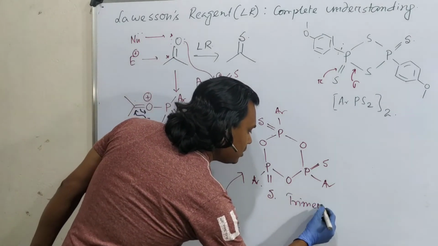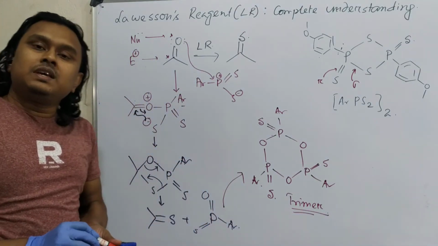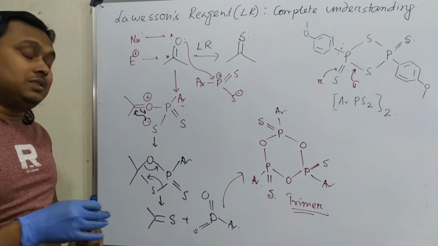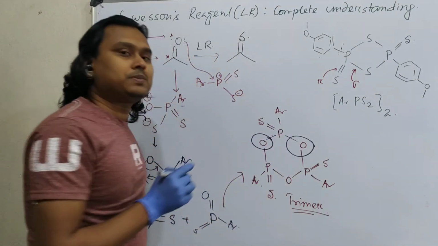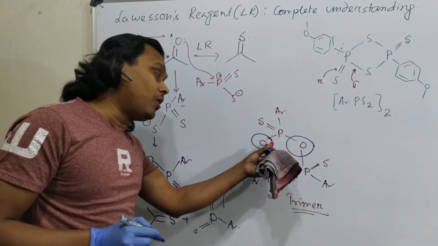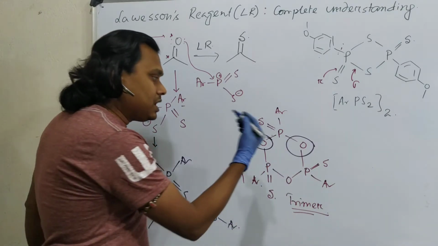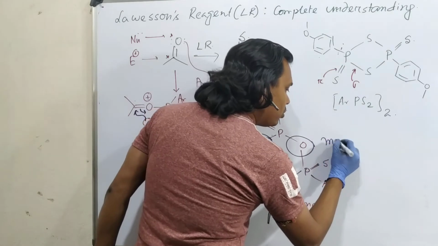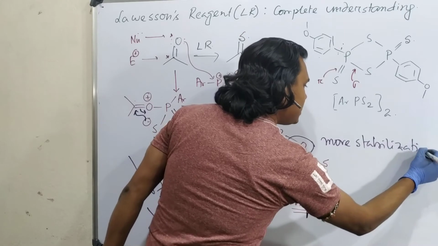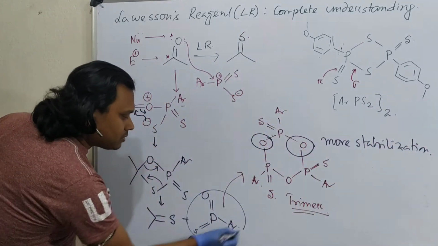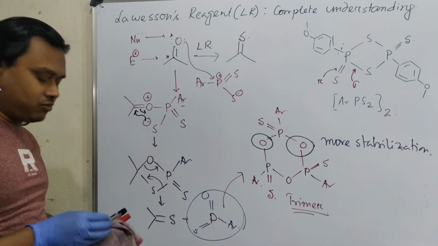Now the question may come: why will this trimerization reaction occur? Because we know cyclization is associated with the loss of entropy, but this reaction occurs because, see, 1, 2, 2 oxygens are bonded to phosphorus. Since the oxygen-phosphorus bonding results in stabilization, you can consider this is more stabilization compared to this one. So that's why this step will occur. So this is actually the mechanism of this process.